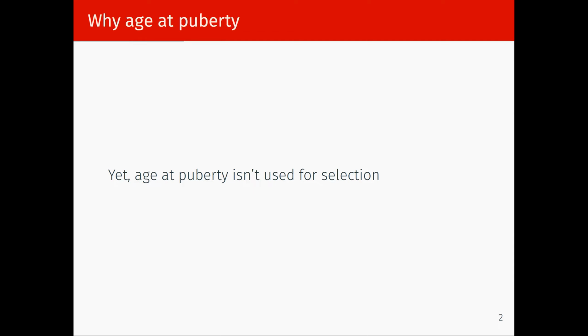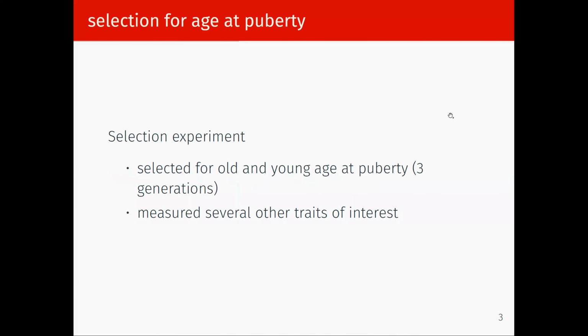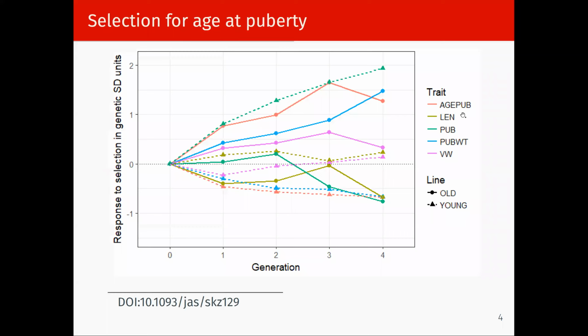And honestly, that's probably due to a lot of different factors. But as you'll see in this next set of research, we set out to actually see what would happen if you selected for age at puberty. So that's what we did. We performed a selection experiment where we selected for old and young age at puberty gilts over 3 generations. And while we were doing that, we measured several different other traits of interest.